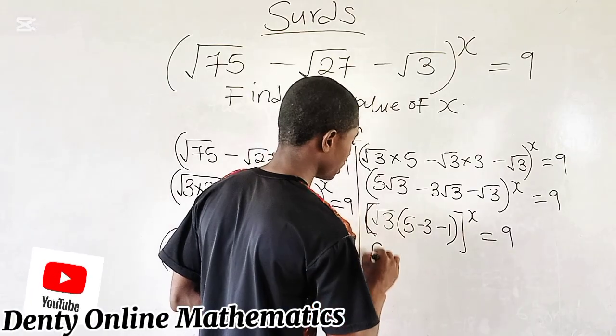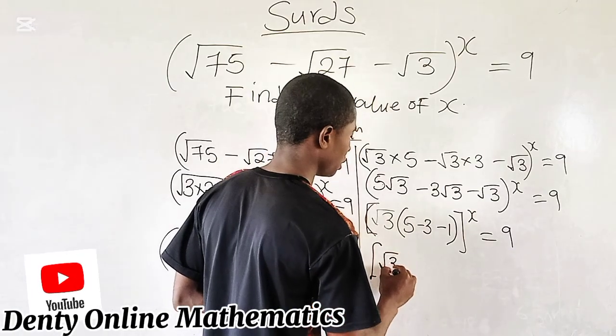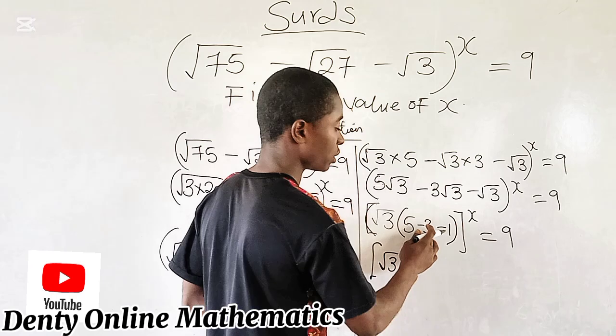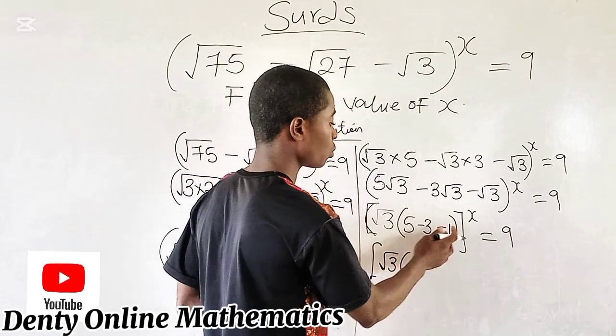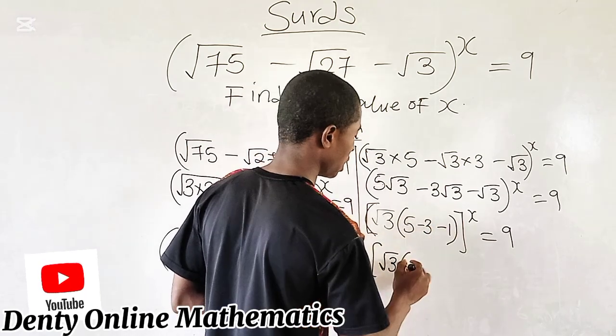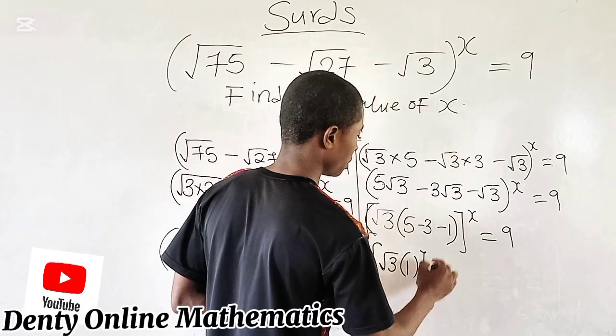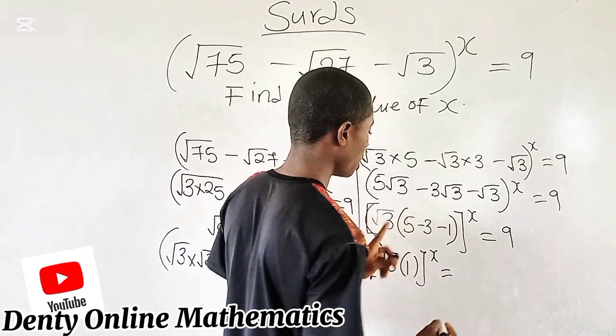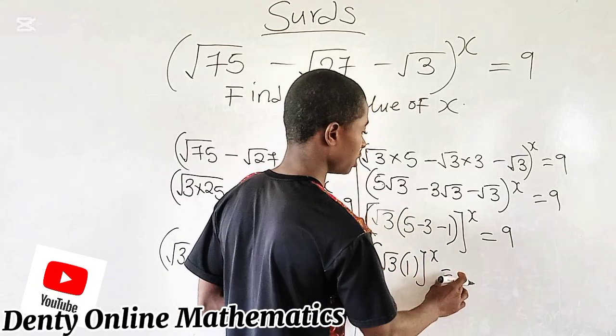Now this is the same thing as root 3 into (5 minus 3 minus 1). 5 minus 3 is 2. 2 minus 1 is 1. So there will be 1. All of this raised to the power of x is equal to 9. Now what do you observe? Let's check this.